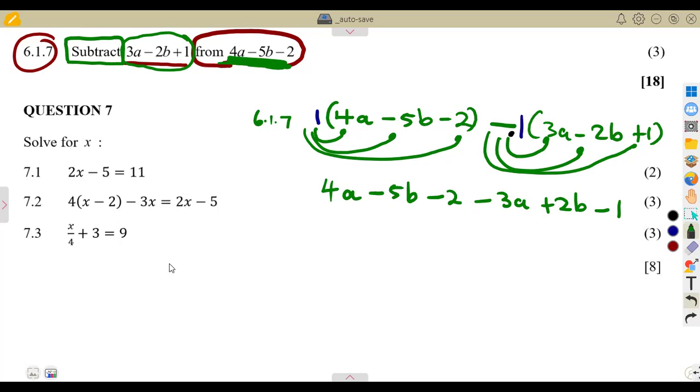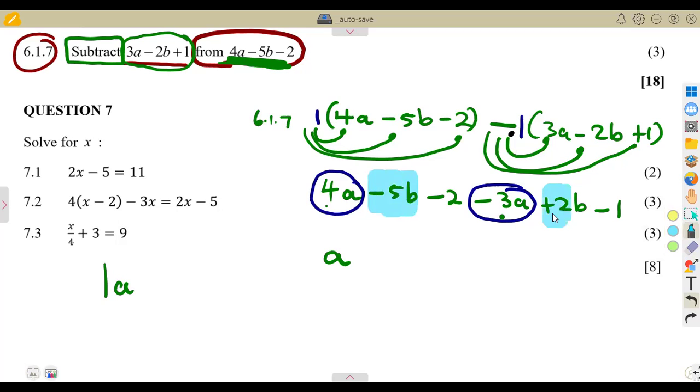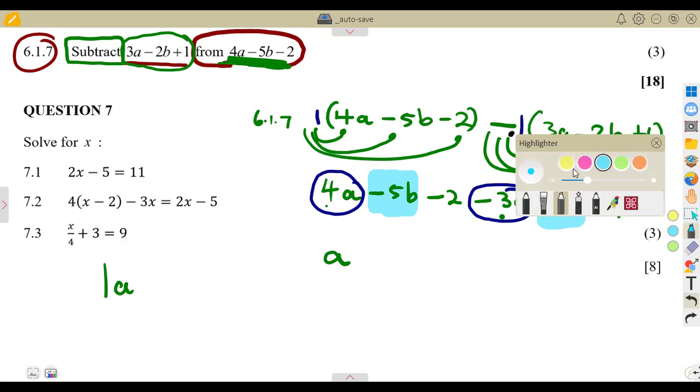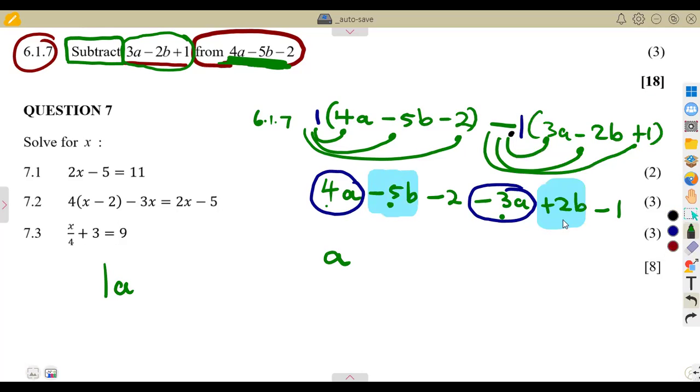Then you can collect your like terms. Those terms with a, combine them together. There is 4a here and also minus 3a. So this is it: 4 minus 3. What is 4 minus 3? That's 1a. 1a is the same as a. You move on to the part with b. There is a minus 5b and there is a 2b, so you add these two. Minus 5 plus 2 is minus 3. But there is a b there, so it is going to be minus 3b.